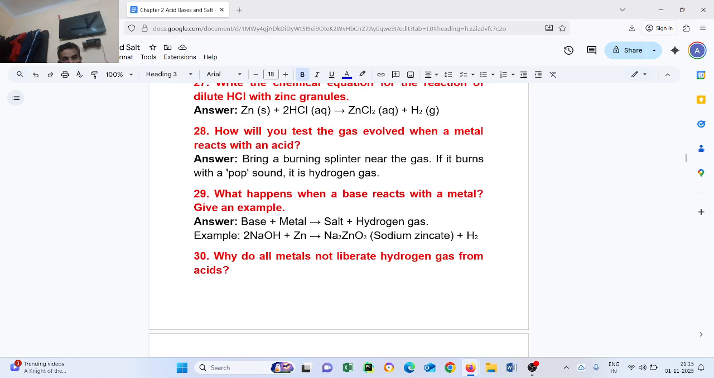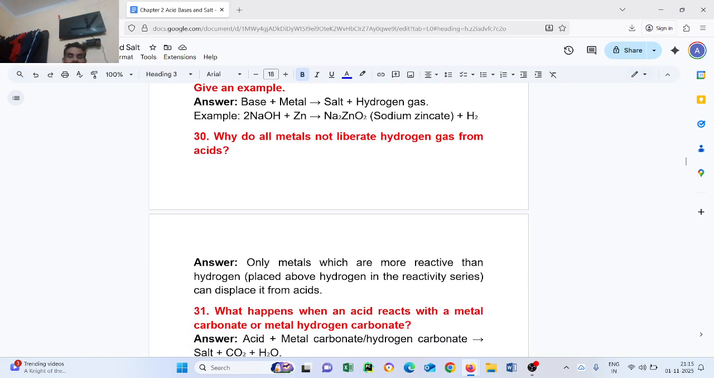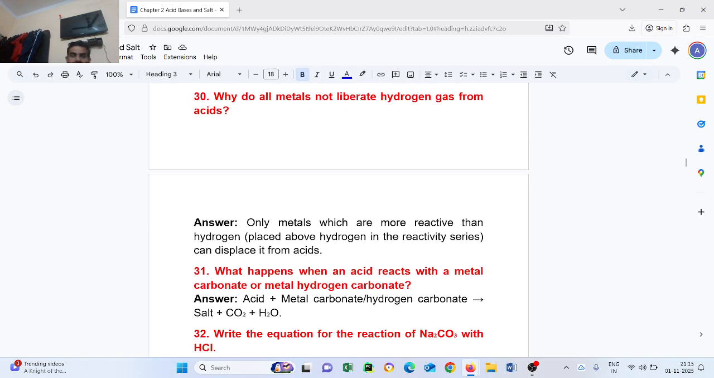Question number 30. Why do all metals not liberate hydrogen gas from acid? Only metals which are more reactive than hydrogen, placed above hydrogen in the reactivity series, can displace it from acid. Question number 31.